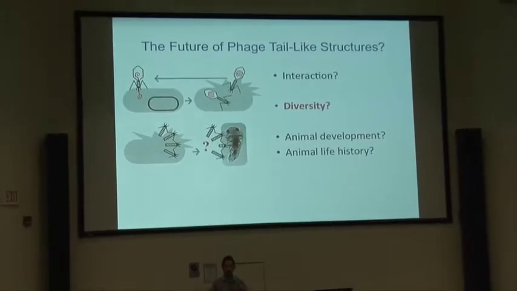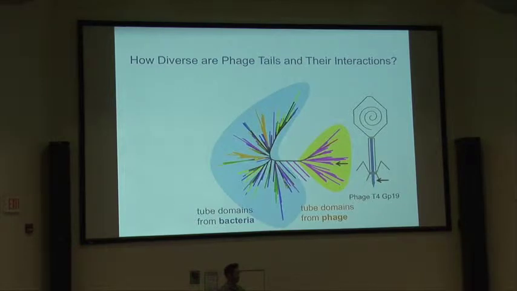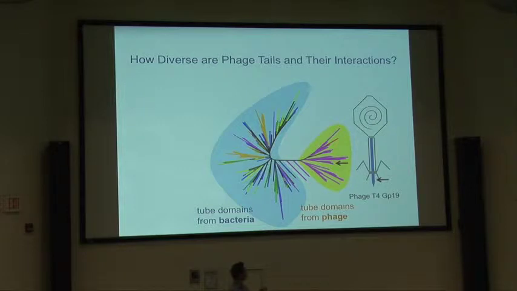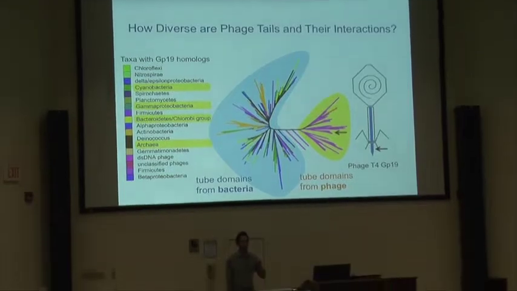All right, we can also think about diversity, and from the few things that we know about these phage tail-like structures, there's a hint that these things are very diverse and in a lot of different environments. So this is a reconstruction of the phage T4 gene product 19 phylogeny, and you can see that tube domains are derived from both bacteria and phage. And the colors indicate the bacterial species in which these genes are found. And you can see that they're found in many different types of bacteria, such as cyanos, Bacteroides, gamma proteobacteria, and even in archaea in some cases.